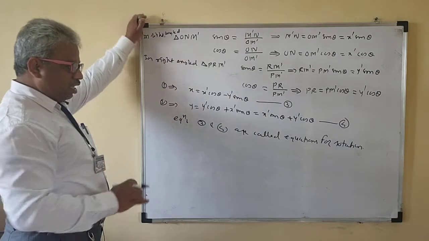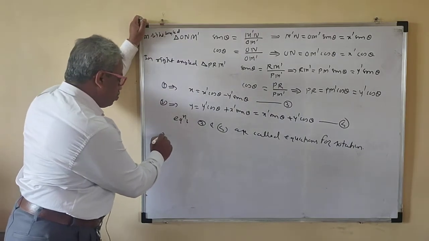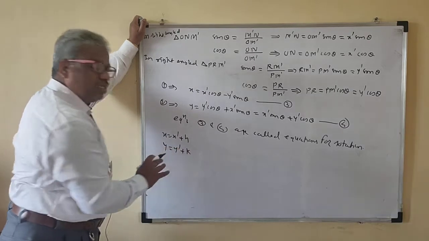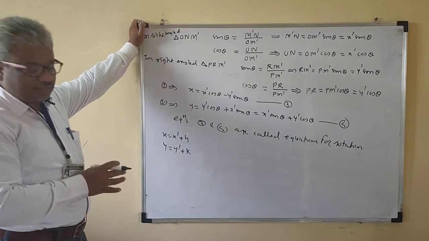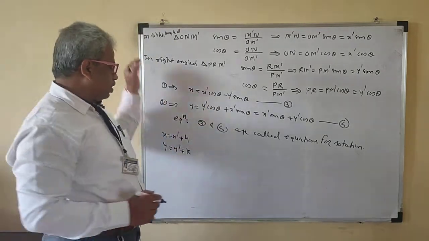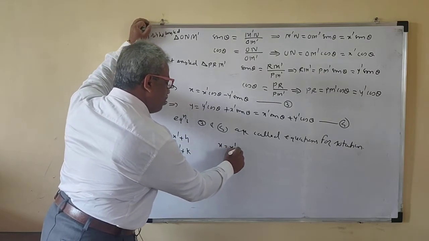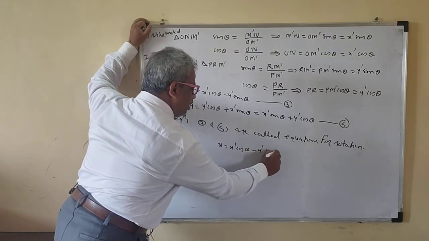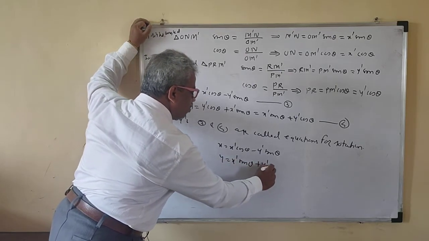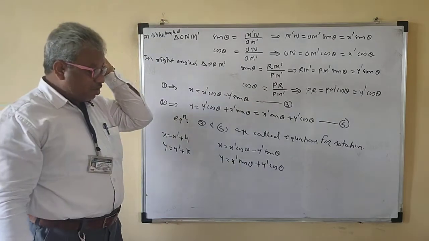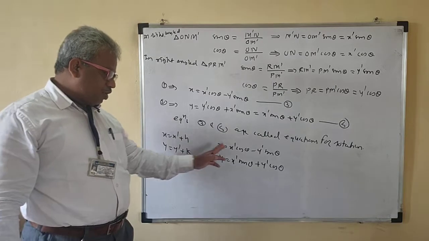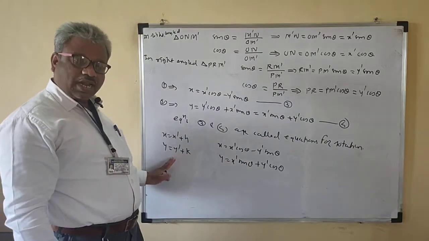One thing: if the origin is shifted, then what is the shift of origin formula? x is equal to x prime plus h. y is equal to y prime plus k. These are the equations of translation, and these are the equations of rotation. x is equal to x prime cos theta minus y prime sin theta, and y is equal to x prime sin theta plus y prime cos theta. Right? So these are very important here.